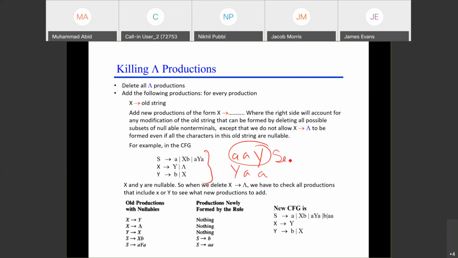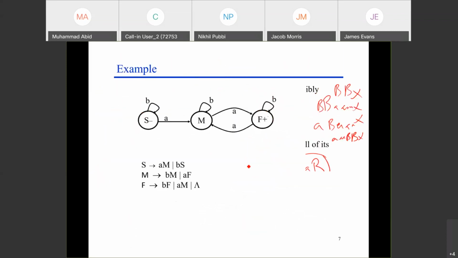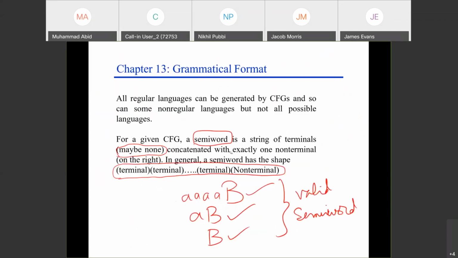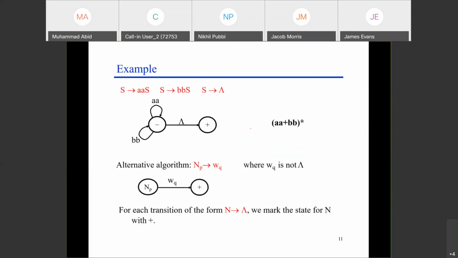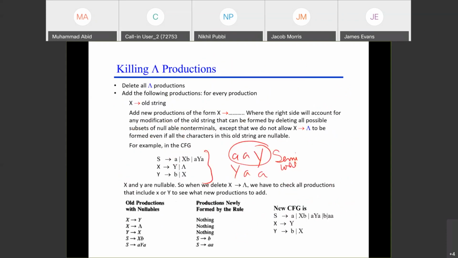Semi-word. This is not a semi-word. Look at this one. From where we start, the template of the semi-word: only all terminals first come and then only one non-terminal. That's it. So this is a semi-word, and a non-terminal should not be in between. So this is not a semi-word. This is also not a semi-word because you have a non-terminal at the start. It can have one non-terminal and one terminal, but X should be after B.